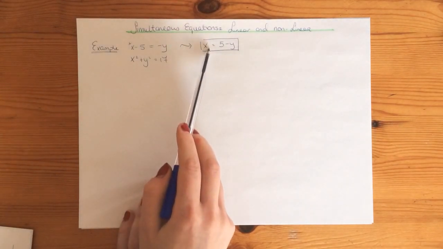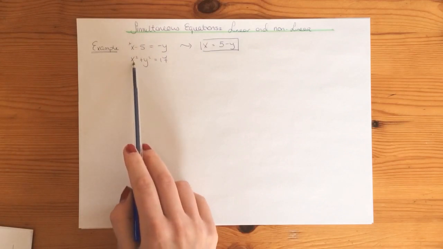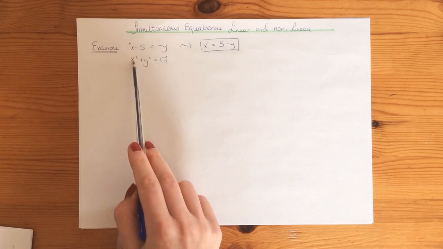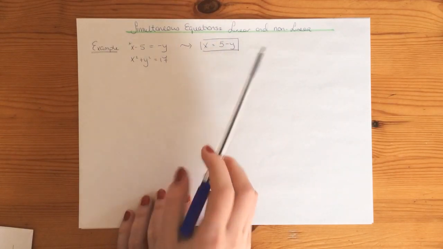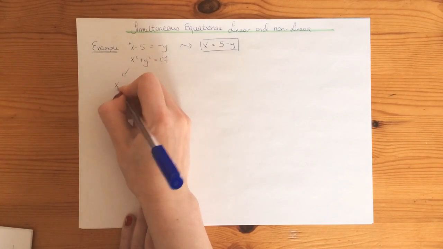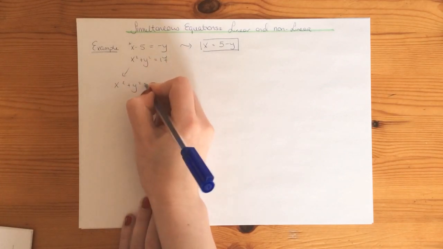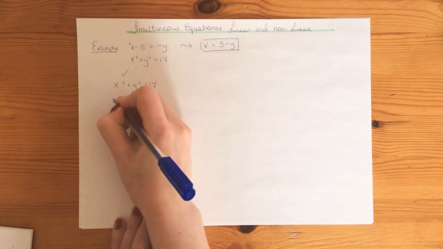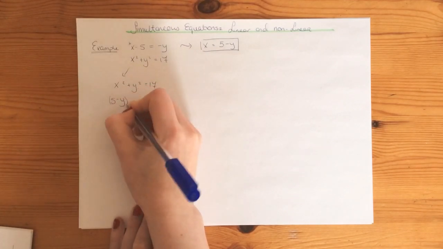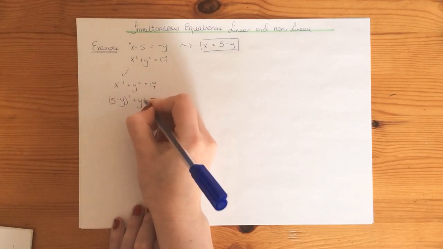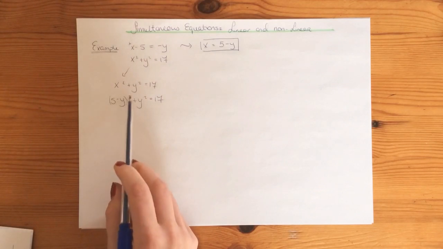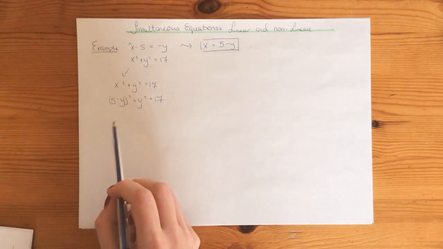Then you take this value of x and we're going to sub it into the circle equation. Anywhere there's an x, I'm going to replace it with 5 minus y. So if I write that out: x squared plus y squared equals 17 becomes 5 minus y, all squared, plus y squared equals 17. Now if I multiply this out, I can solve for y.